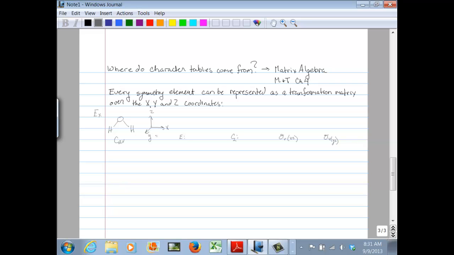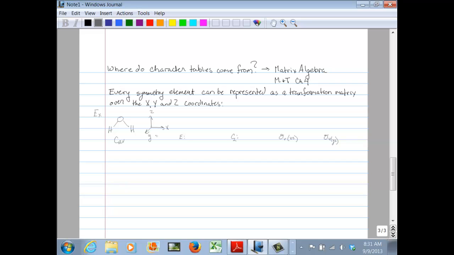It doesn't matter how you define your coordinate system, but it's convenient to use Z as the principal axis, and it's important that whatever coordinate system you use, you use it consistently throughout the entire problem here. So I wouldn't want to switch X and Y while I'm looking at this particular molecule.